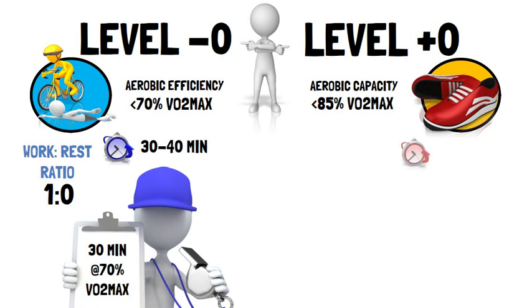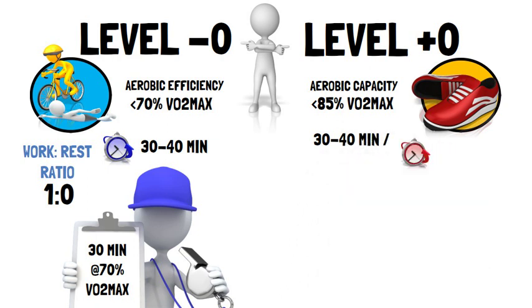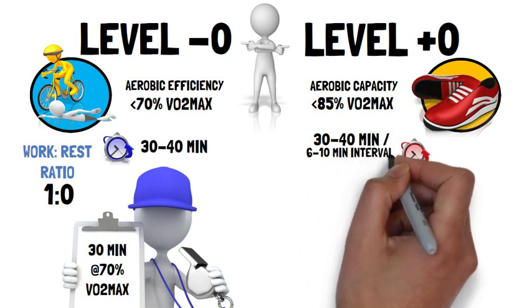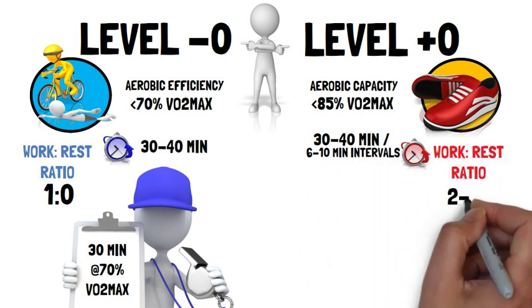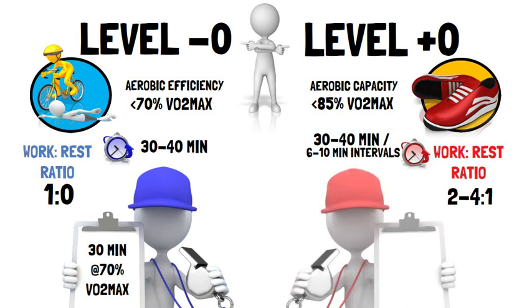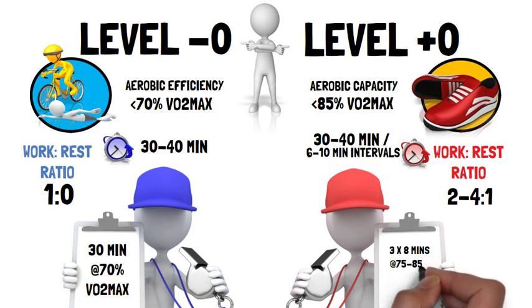whereas the duration of the exercise bout for +0 is again between 30 to 40 minutes, but it can also be performed using 6 to 10 minute intervals, with a work-to-rest ratio of between 2 and 4:1. An example session is 3 times 8 minutes at 75 to 85% of VO2 max, with 2 minutes of rest between each interval.